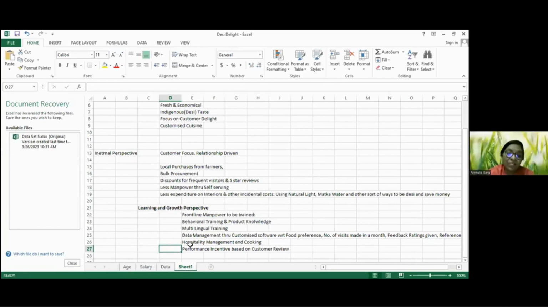Excellent. Very good. So they're also going to get performance incentives based on customer reviews. This is for their performance management, the way they are cooking. Based on the customers' reviews, they get some incentives, which will motivate them to do better and also ensure that they're bringing in more variety and innovation in their cooking.